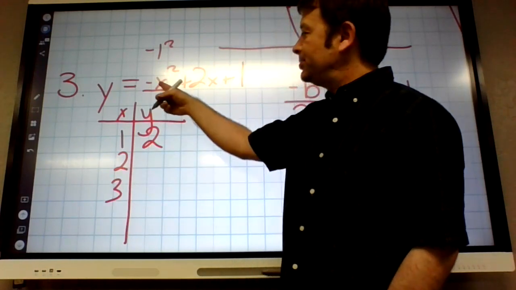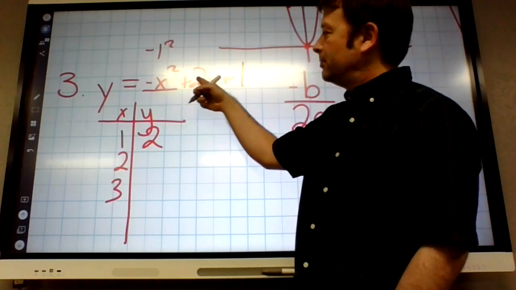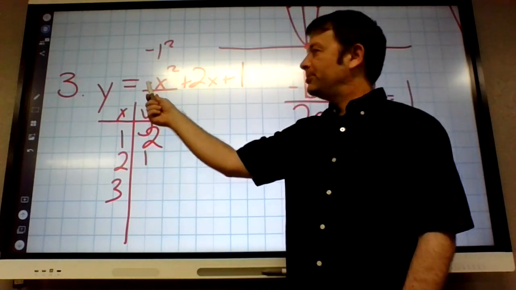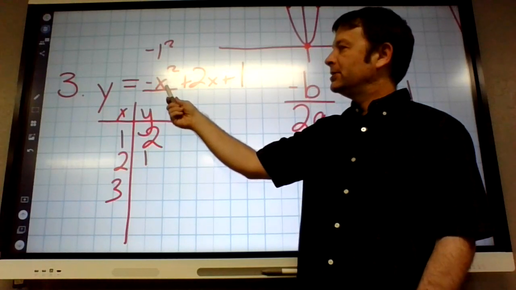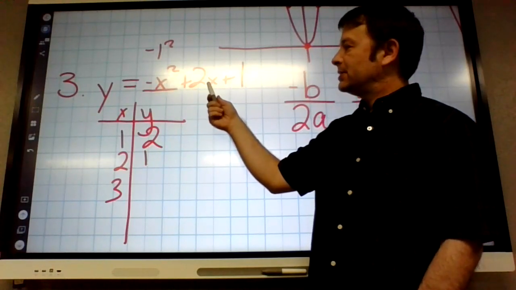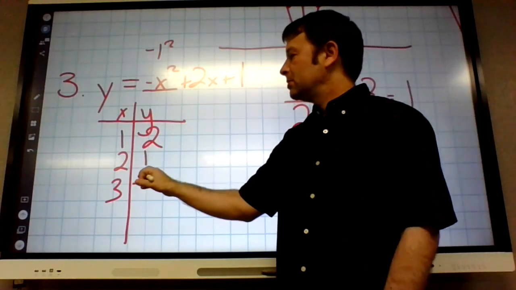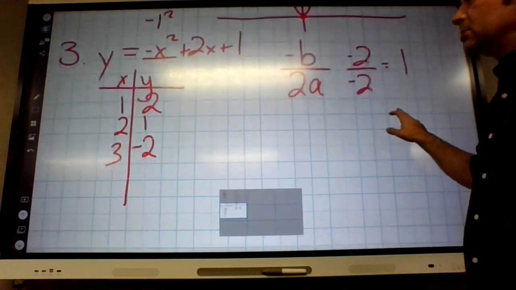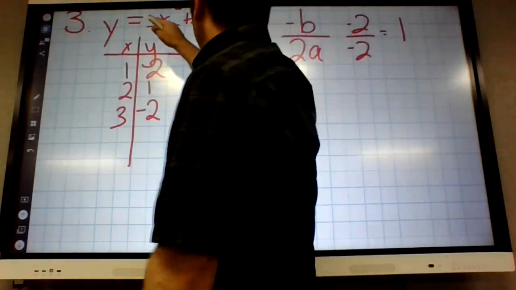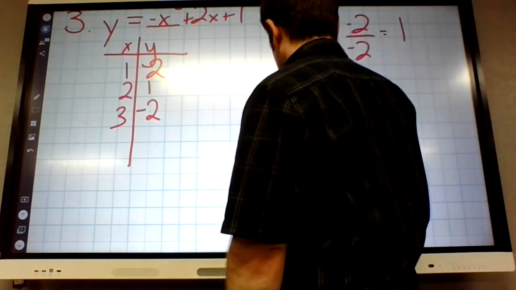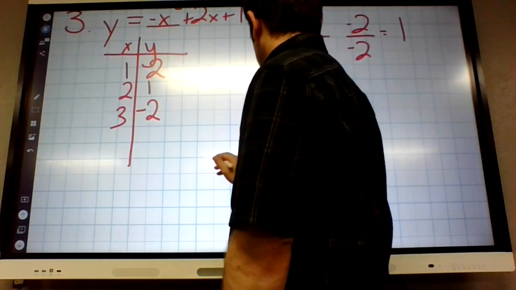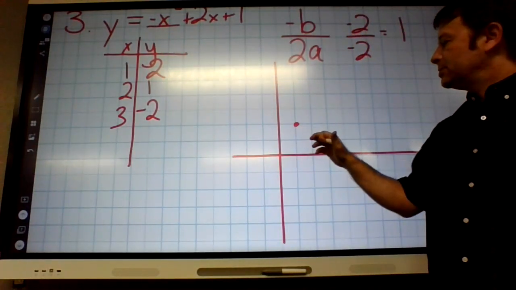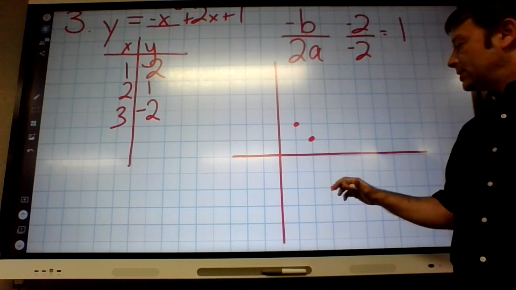2, 3. If I plug in 2, this would be negative 4 plus 4, 0, plus 1. Plug in 3, this would be negative 9 plus 6, negative 3 plus 1. Why are the numbers getting lower? Because there's a negative on the x squared, it's going to go down. So 1, 2, 2, 1, 3, negative 2.